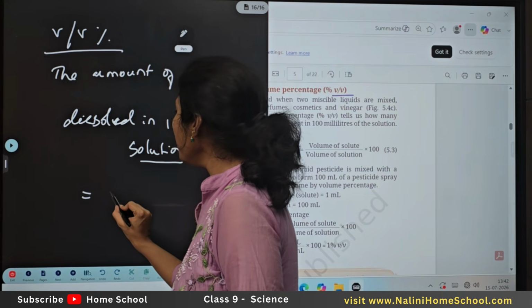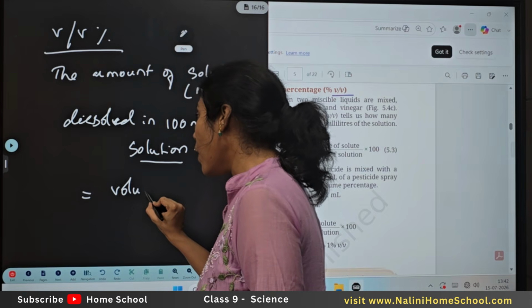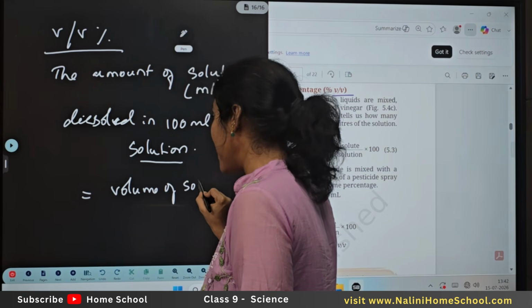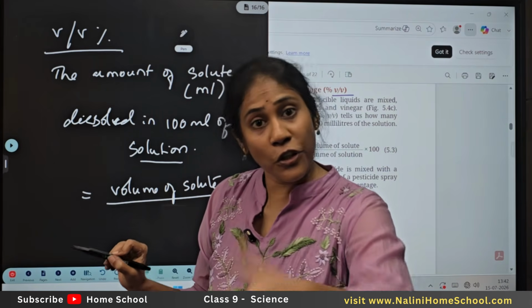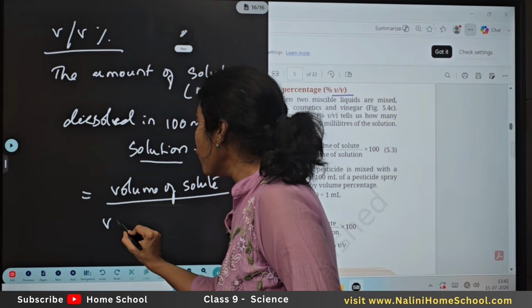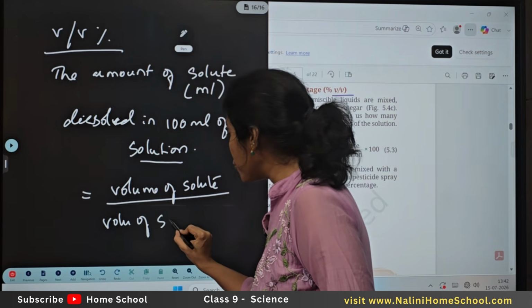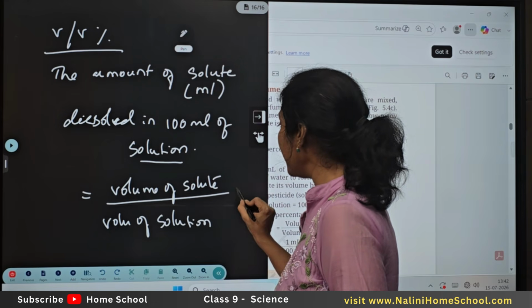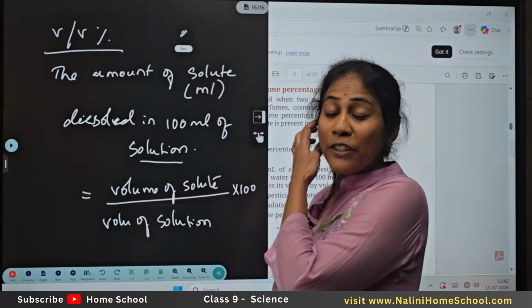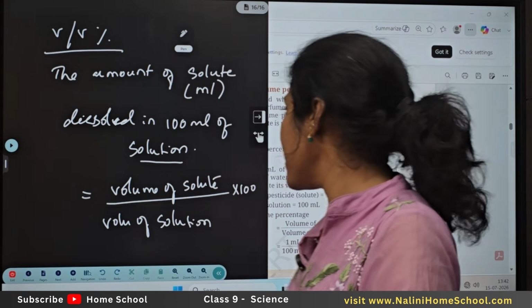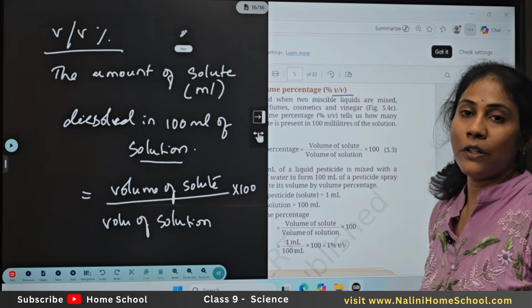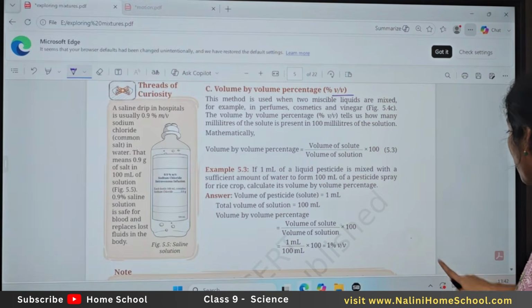So what is the formula you will write? Volume of solute, because you are measuring it in ml, divided by volume of solution, and the solution also you are measuring in ml, multiplied by 100. So when two components are liquids, then we use this concentration term. Okay, so hope you understood.